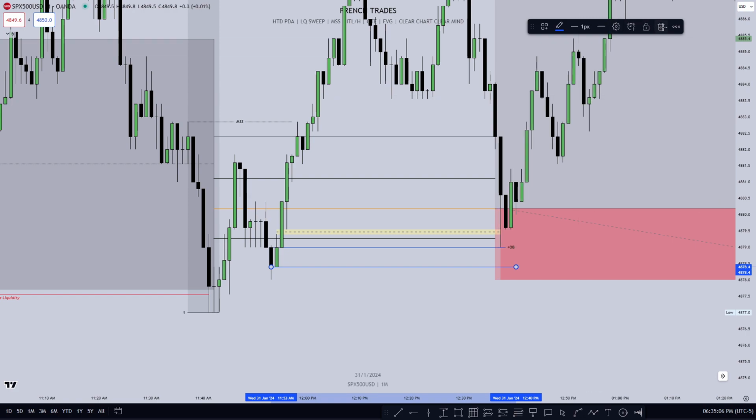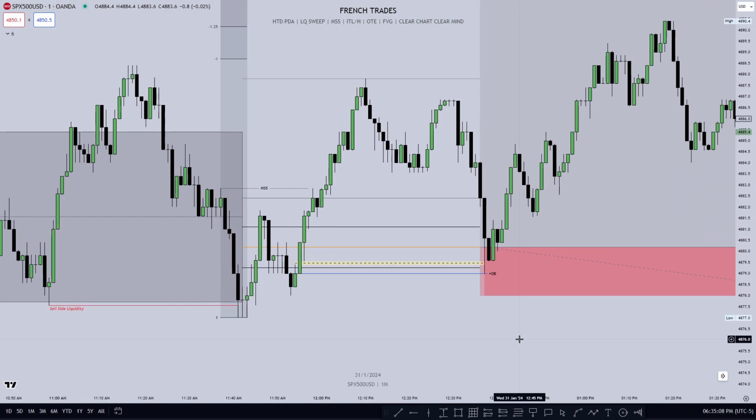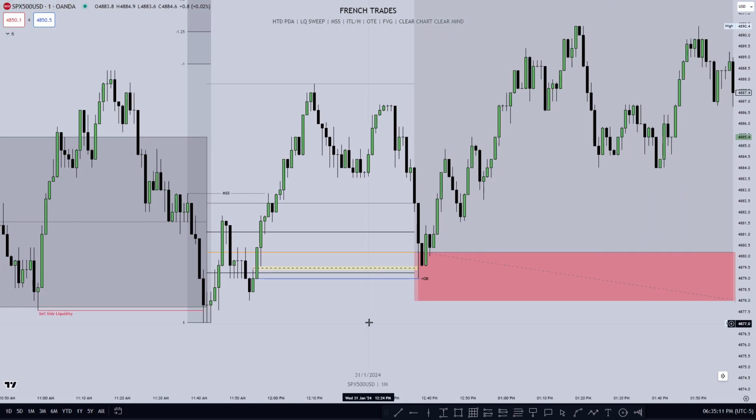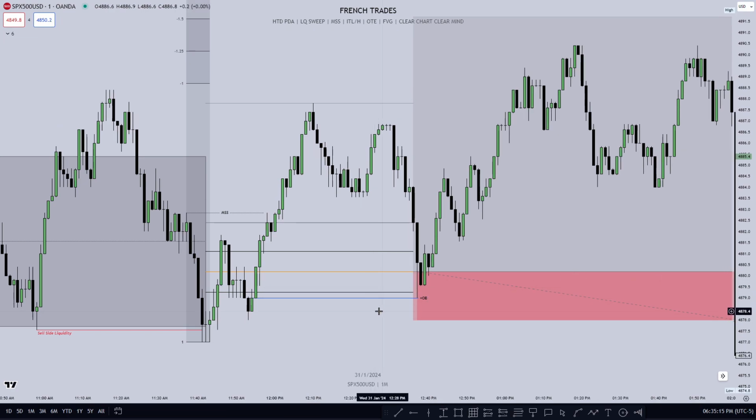If price pierces through that. As you can see, we got lucky, or not, my bad. We didn't get lucky. This was our strategy. You can see price respected the order block and respected the fair value gap. I'm more likely to look at this order block because it's cleaner.